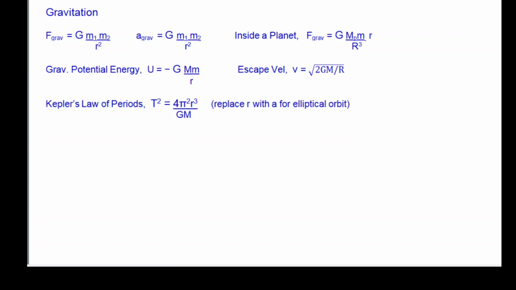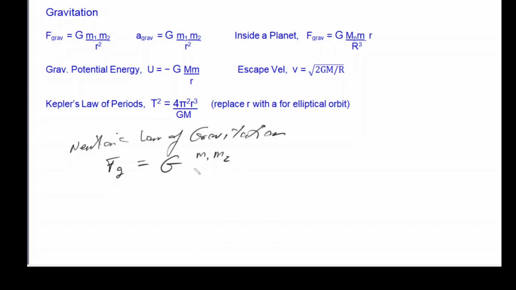In this video we're going to discuss gravitation, and the first thing to note is Newton's law of gravitation. That reads that the force of gravity between two masses is equal to the gravitational constant times mass 1 and mass 2 over the distance between them squared.